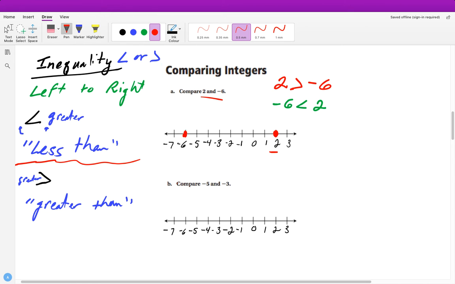All right, so then for the next one, compare -5 and -3. They're both negative numbers, so maybe the answer doesn't jump out at you right away. But when we put our points on -5 and -3, we see that -3 is to the right of -5. So that means it has to be greater. We can say that -5 is less than -3. That's one way we can write it. Or we can flip it around and write -3 is greater than -5. It doesn't really matter which way you write this, as long as your inequality is opening up to -3 in both of these examples, because we're saying it's greater than.